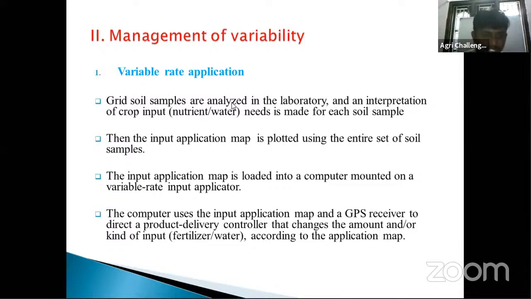The computer uses the input application map and GPS receiver to direct a product delivery controller, which changes the amount and kind of inputs according to the application map.